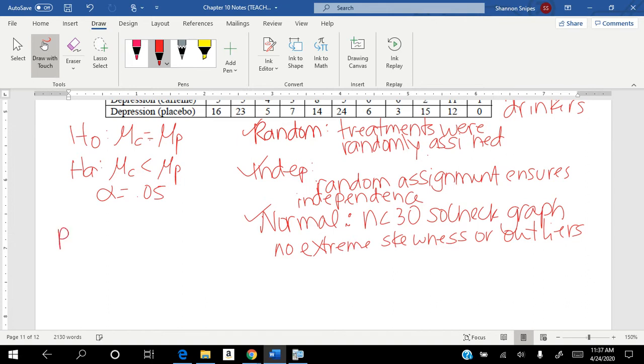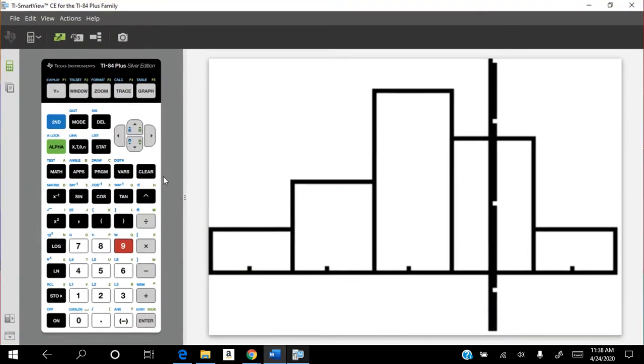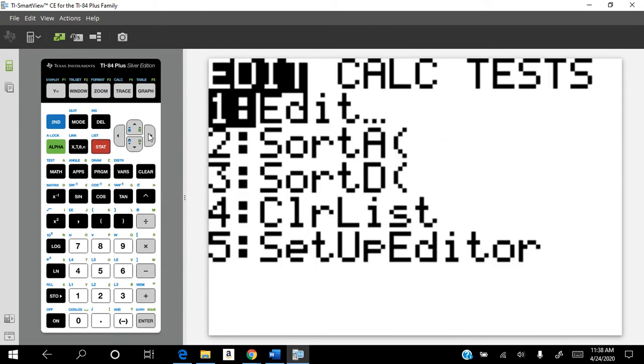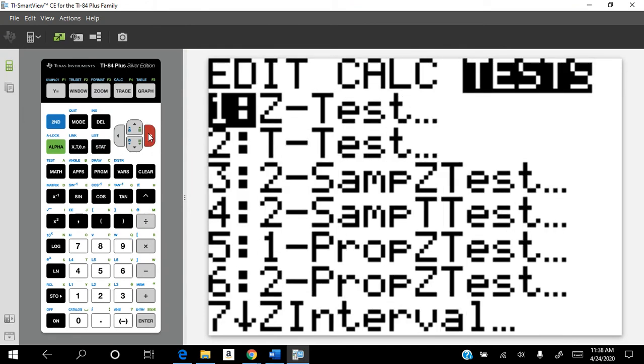So we're going to do a paired t-test. This is otherwise known as a one sample t-test. Remember, we're only doing the one column for the differences. So go back to your calculator, and I'm going to do stat over to tests. I'm doing a one sample t-test. That is number 2.